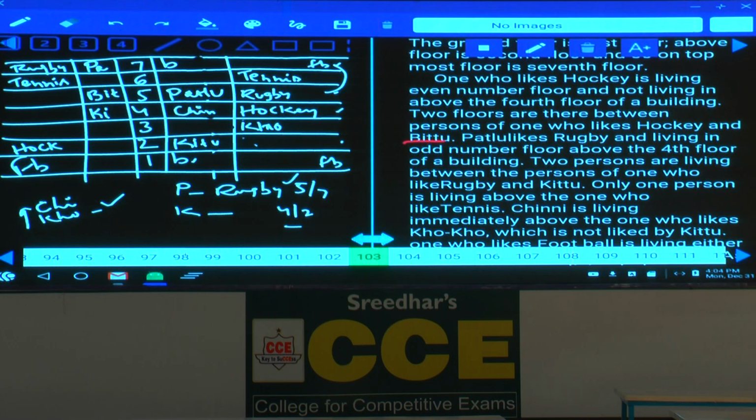Now rather than taking football at this place, what is the information here? The person living between Bunny and Motu. 2 persons are living between the one who likes rugby and Kittu.